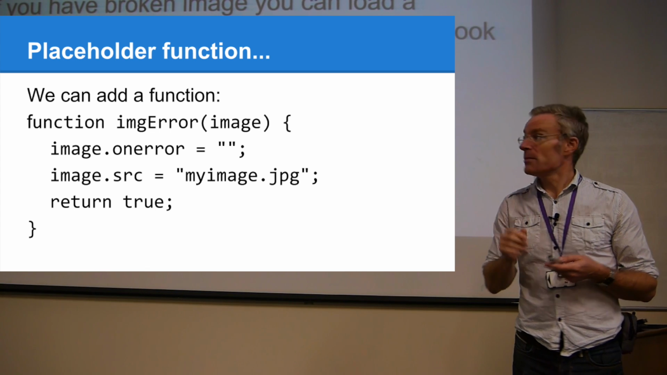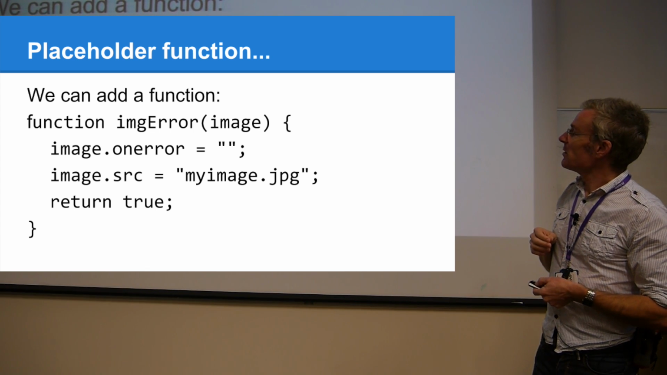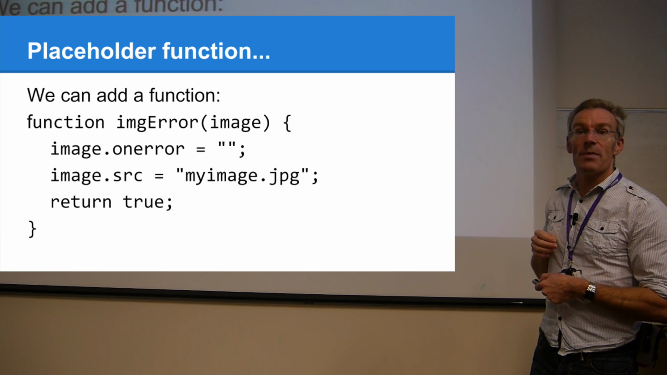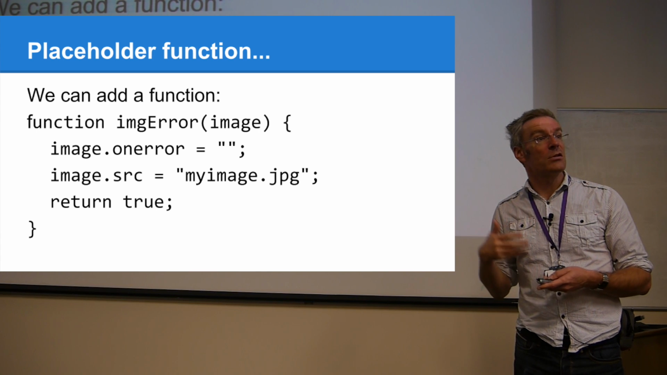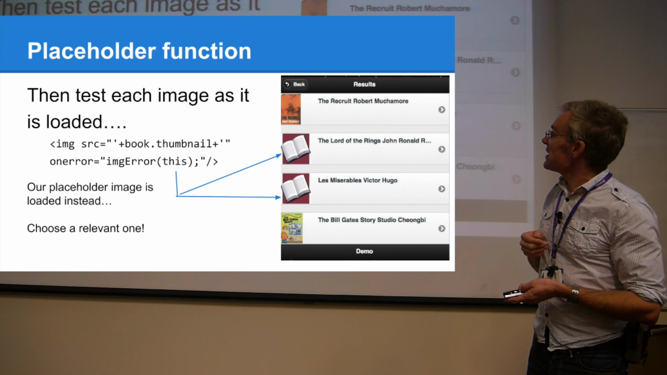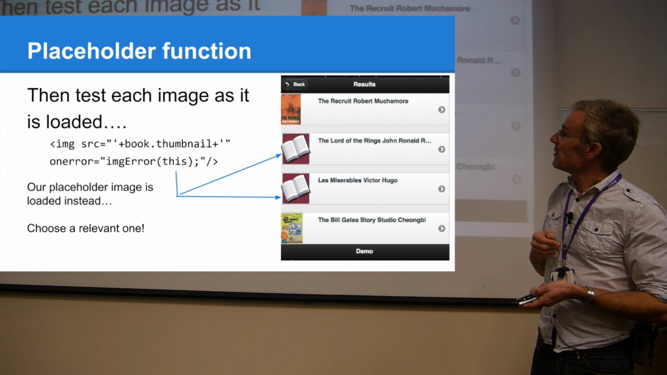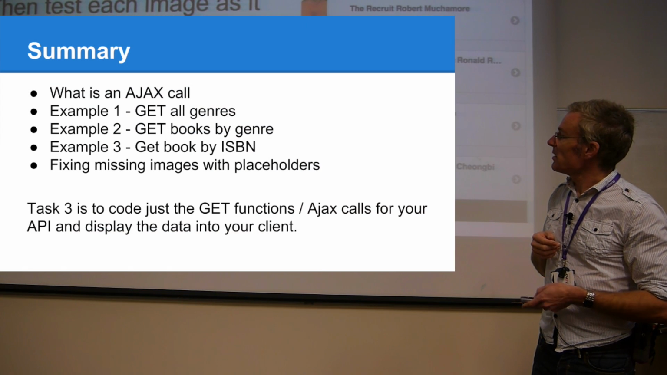Okay. What we do, there's my image error, look. Function image error, image on error. So we set the image on error to nothing. Then image.source equals myimage.jpg and return true. That's all you need. And that will just put whatever image you've chosen in your web service. And that's how it works. That's a slightly better image. And as you load each image, you put an on error, as we saw.